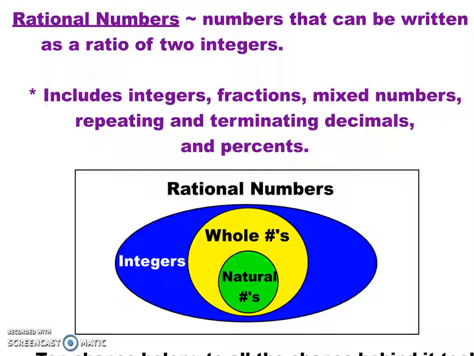Now, again, you can pause it if I'm probably going to go a little fast. Rational numbers are numbers that can be written as a ratio of 2 integers. All this is saying is it can be written as a fraction. A ratio, also known as a fraction. It includes integers, fractions, mixed numbers, repeating and terminating decimals, and percents. So rational numbers have all of these in here.